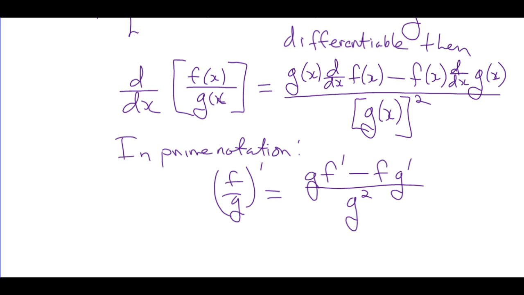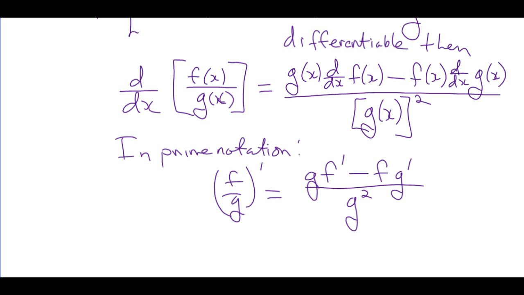Okay, so that one might be a little bit easier to look at. So take the function on the bottom, the denominator, multiply it by the derivative of the function in the numerator, subtract from that the function in the numerator times the derivative of the function in the denominator, and put that over the denominator squared. You just square the denominator, basically. So that's the quotient rule.